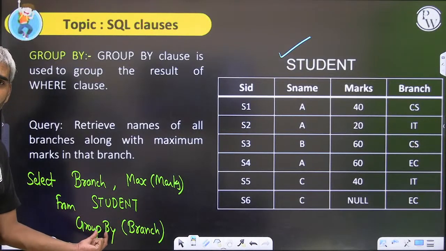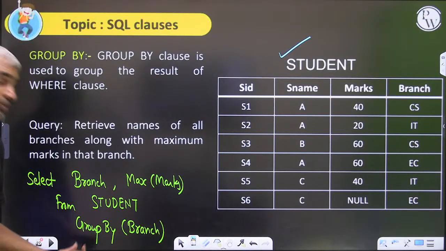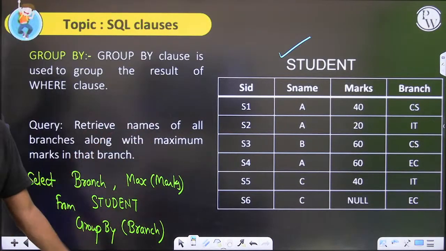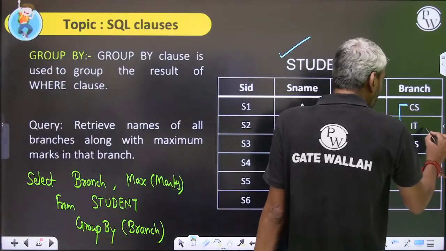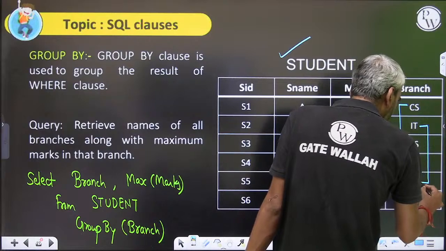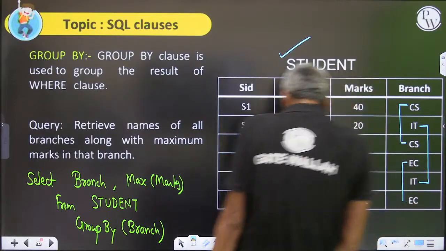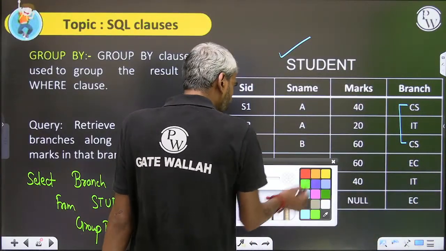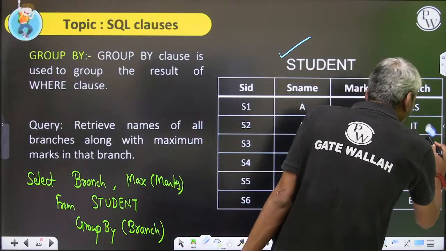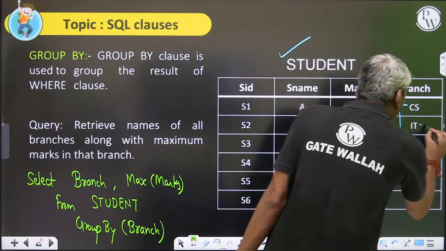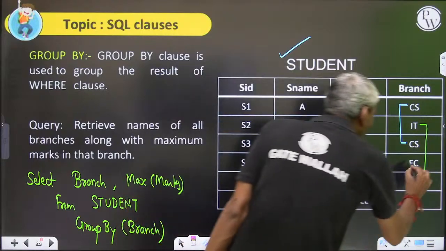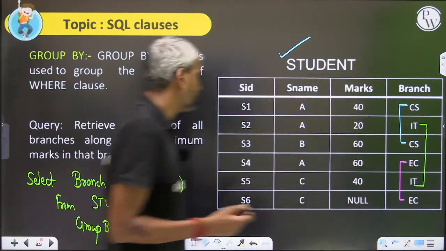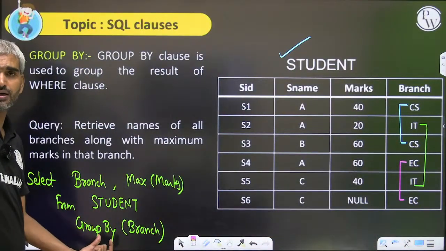But group by clause is present. So grouping will be done on the complete student table. One group will be of CS, another group will be of IT, and one group will be of EC. So three groups will be created, based on the group by clause.